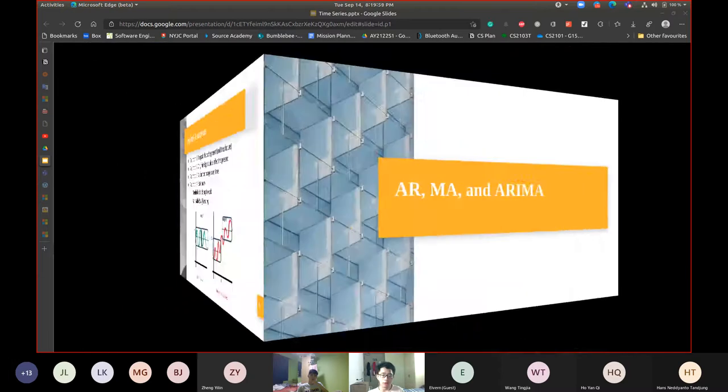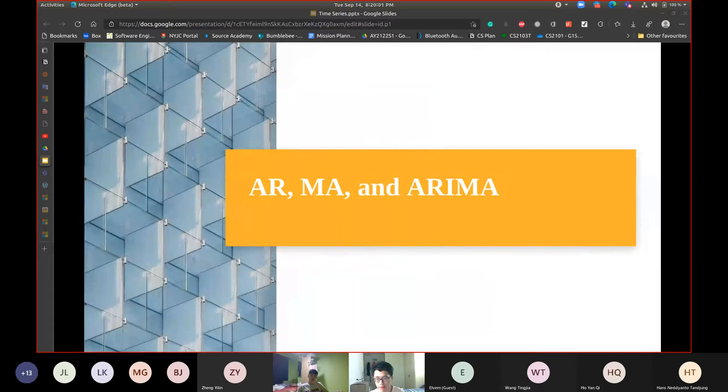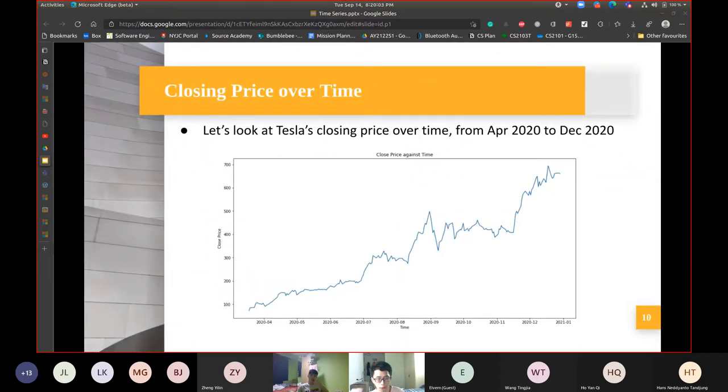All right. Now, actually getting into the fun part of modeling, we'll look at the autoregressive model first, AR. So let's say this is our data. It's time series data. It's actually Tesla's closing price over time from April 2020 to December 2020. So this is how it looks.